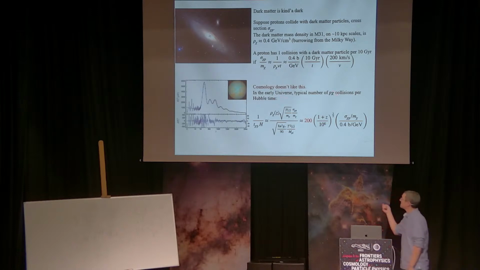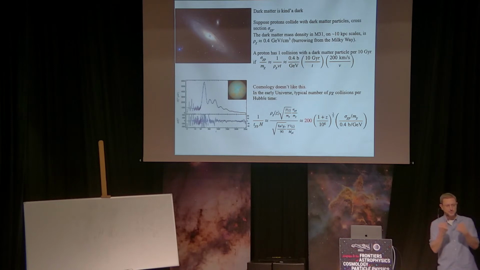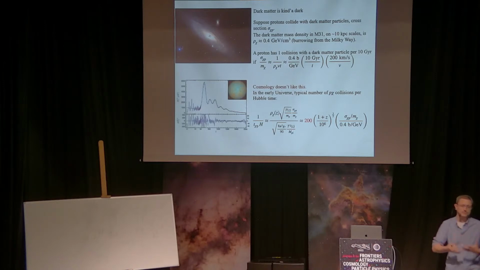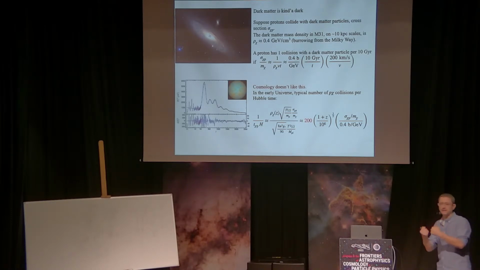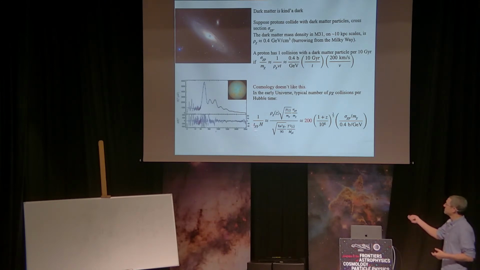So cosmology doesn't like it, and the natural thing to ask in cosmology is not really the typical time between collisions, because we want to know, do these collisions affect the thing we know how to calculate, which is linear structure formation, linear theory, linear cosmology at high redshifts. And so what we care about is the number of collisions per dynamical time. Also, for the Milky Way, I was asking the number of collisions per 10 gigayears, the age of the system. Here I want the number of collisions per Hubble time, which is 1/H.